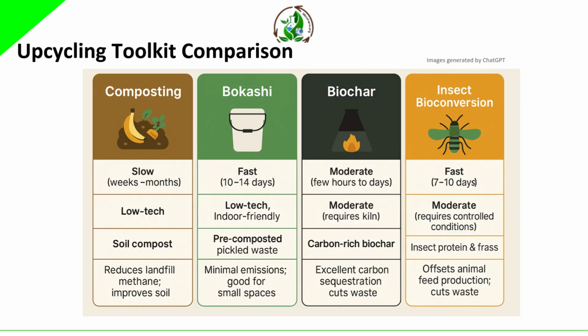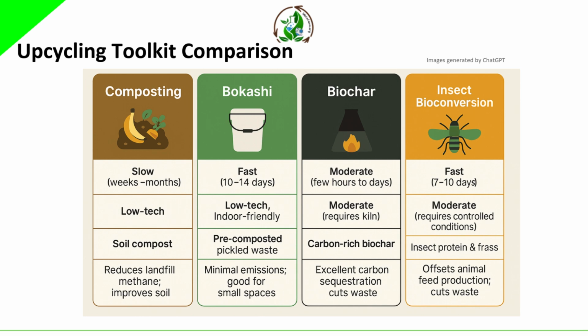To make smart choices, we need to compare across multiple criteria, not just emissions. Here's the toolkit comparison: energy input, cost and complexity, processing time, main benefits, and key limitations. Some pathways, like composting, are low cost and simple but slower. Others, like digesters, are expensive and complex but give you energy as well as fertilizer.